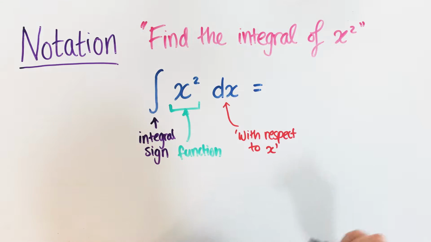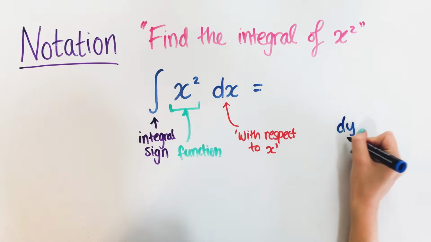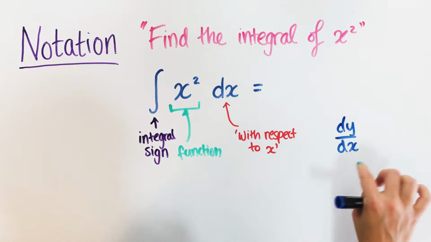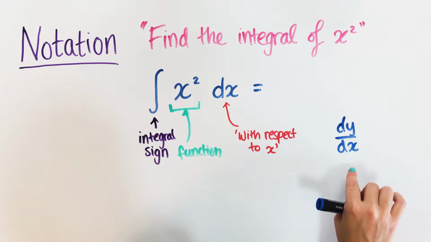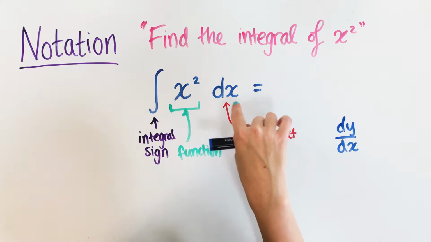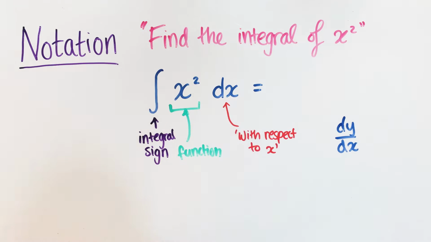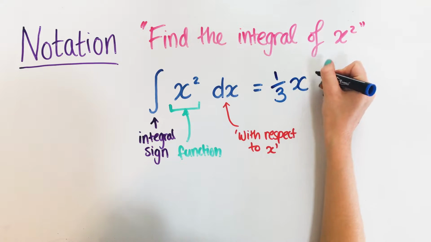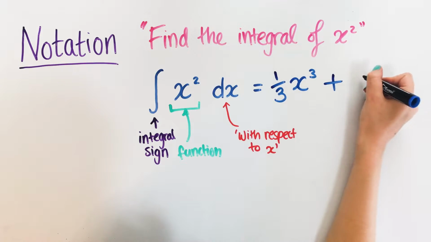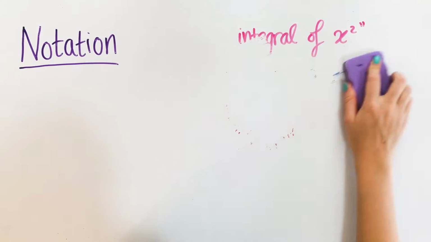This is just like if you were differentiating, you would write dy by dx. And here again, dx is standing for with respect to x. So it's just like with differentiation, except that we put the dx next to the function instead. And of course, we'd answer this question by writing what we've just worked out as a third x cubed, and of course, plus c at the end.